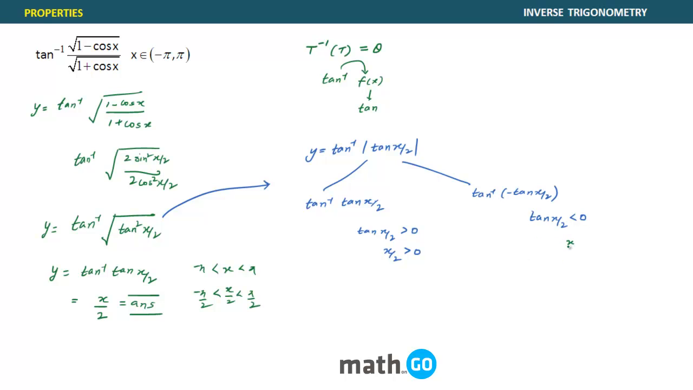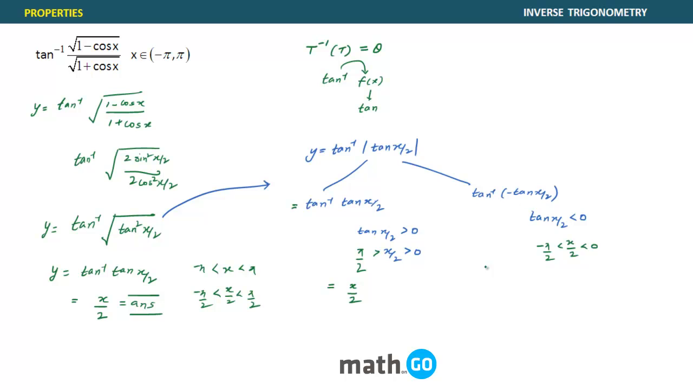This is only possible when x by 2 is between minus pi by 2 to 0, that is the fourth quadrant. The other case will be happening when this is greater than 0 and less than pi by 2. So you have solved this answer. So here x by 2 lies between 0 to pi by 2, which is in the principal value branch. So the answer to this particular one is x by 2.